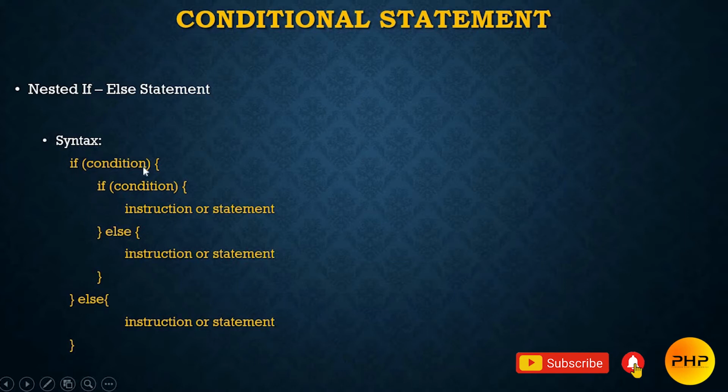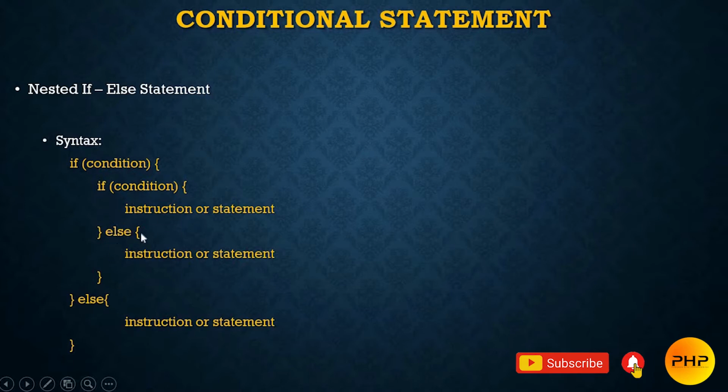So we have the if condition, then another if where we test another condition again. If condition, then statement, else another statement. So this else goes with the nested, inside if statement. Then we come to this else too, which satisfies the outer statement.